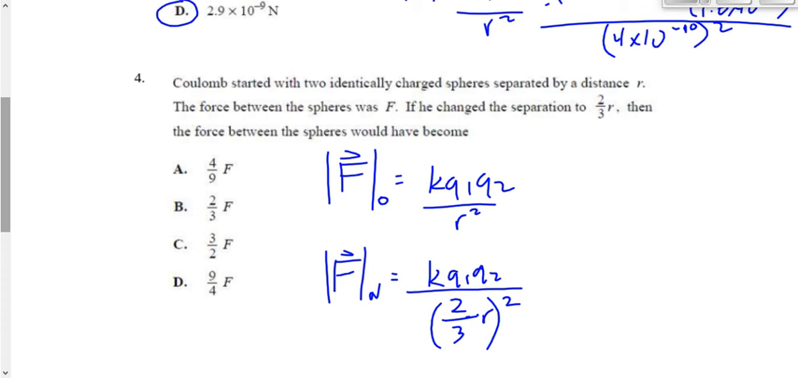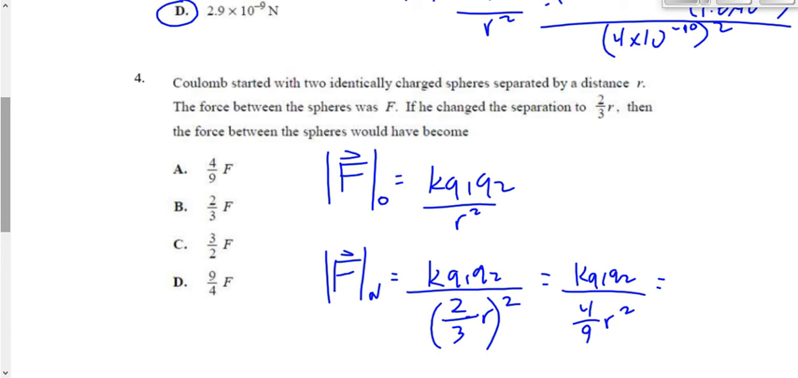Now let's simplify this a little bit. It becomes K times Q1 times Q2 over, well, let's square 2/3. It becomes 4 over 9 R squared. I want the brackets to disappear because I want to pull that number out front. Does that make sense? Now let's simplify that a little bit further.